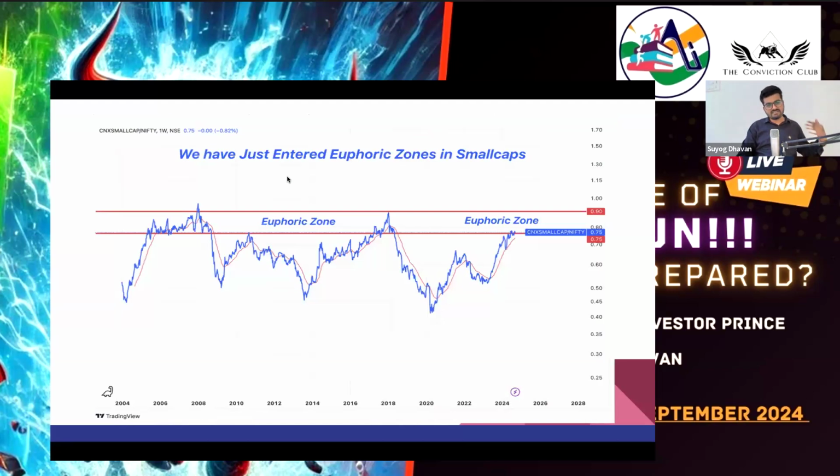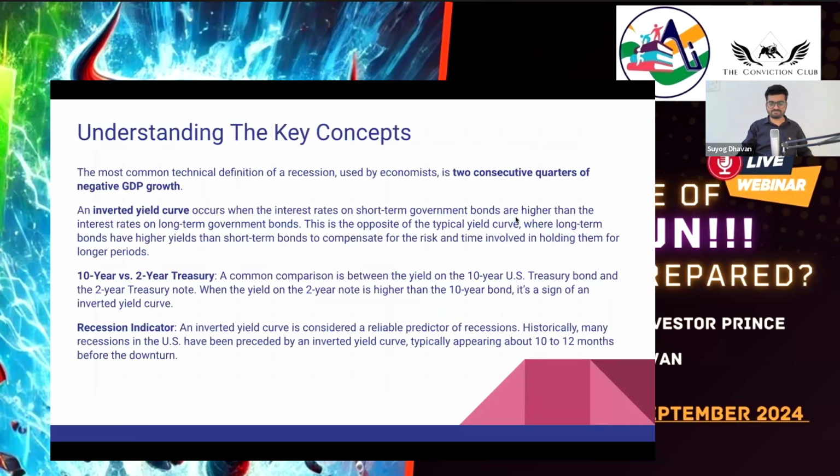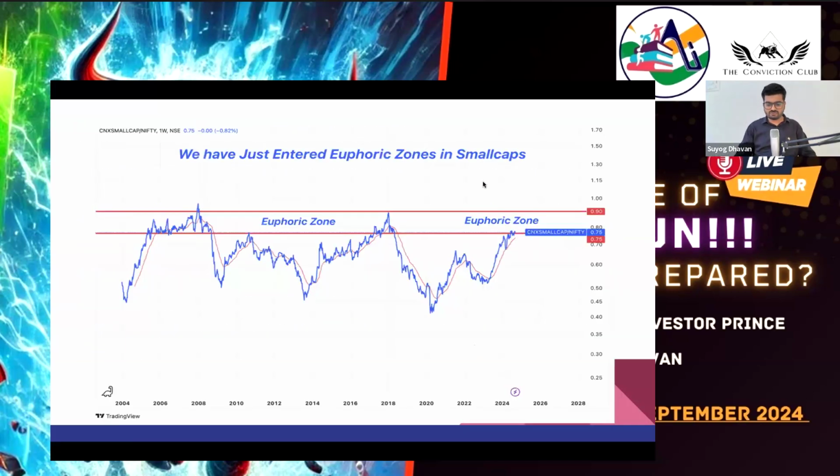This is Nifty small cap divided by Nifty. The numerator is Nifty small cap and the denominator is Nifty. And I think we have just entered the euphoric zone. I have plotted this euphoric zone from 2004 to 2024. Whenever we reach this level, we usually enter this euphoric zone. So I think we are in the euphoric zone of stock markets. That clearly tells, Prince, that we are in the euphoric zone.